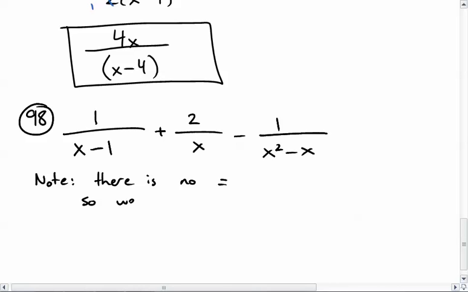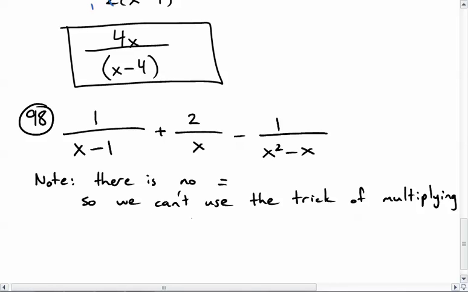So we can't use the trick of multiplying by the lowest common denominator, because we can only do that when we can multiply it on both sides of an equation. Instead, we need a common denominator for each fraction.